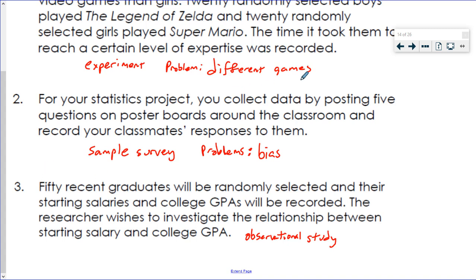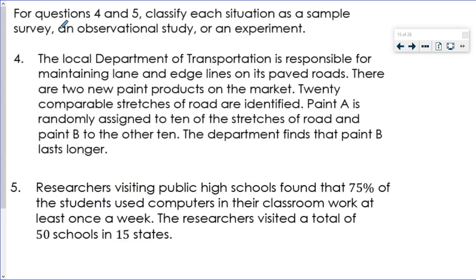All right. As far as problems go, I don't see any problems with this one. I don't see any issues with bias. It says that they're randomly selected, so the randomness is fine. So, yeah, that appears to be fine. Okay. For questions 4 and 5, we're going to classify each situation as sample survey, observational study, or an experiment. We are not going to describe any problems or anything like that. It didn't ask for that.